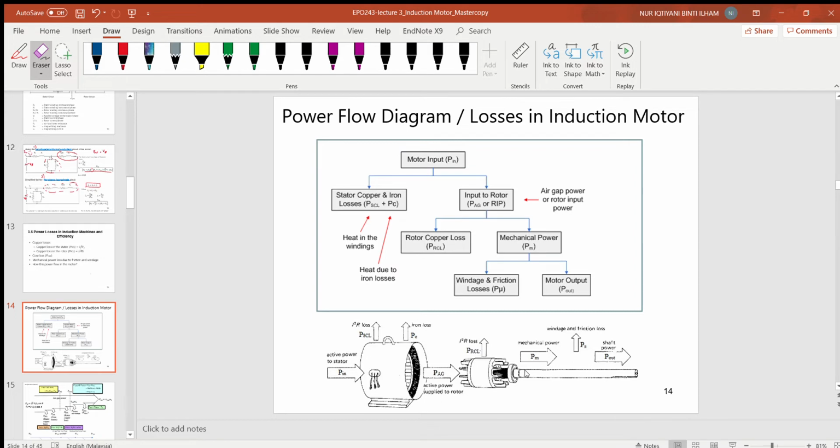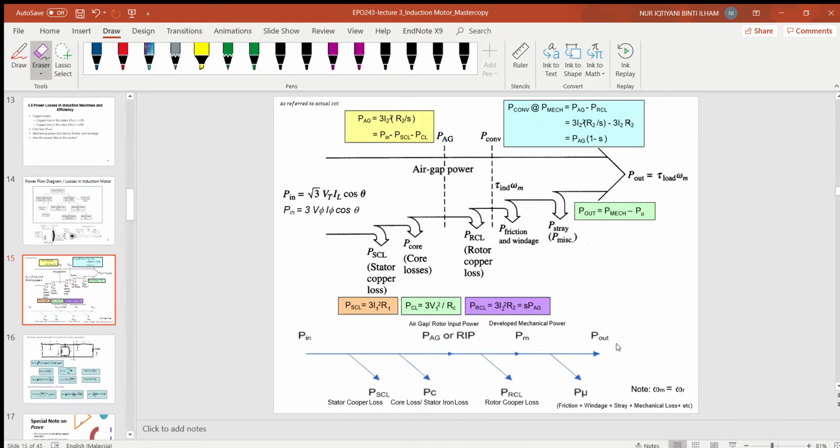While converting from the electrical energy to the mechanical energy, there will be a P conversion or P mechanical developed power. After that, there will be a P windage and friction loss, and lastly the P out. So we will go deeply into each loss.